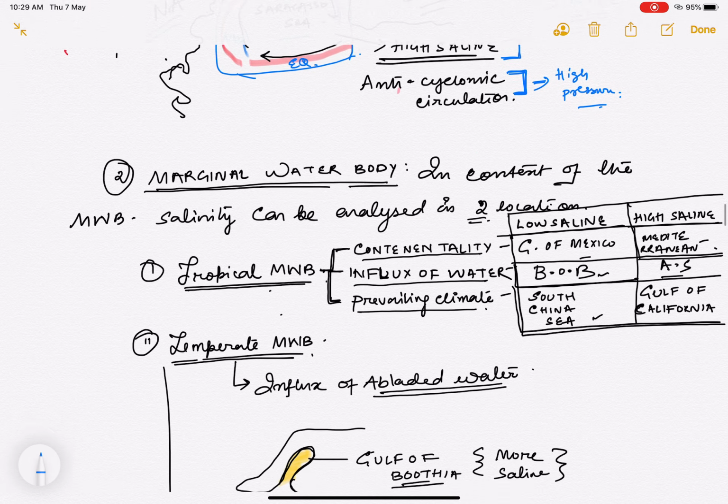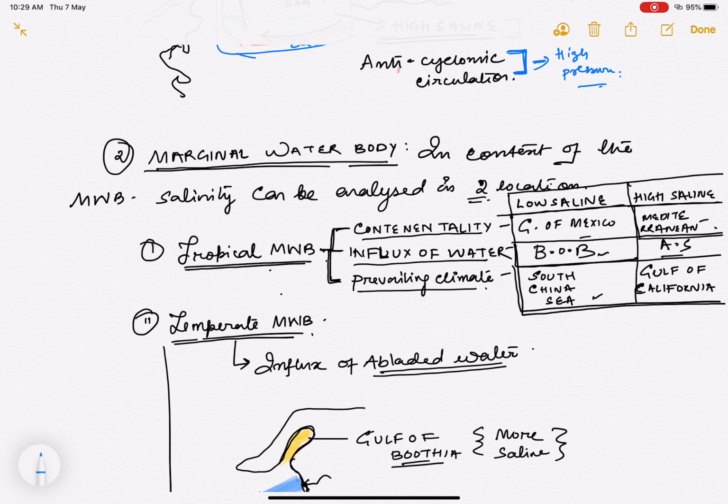Next, marginal water body. In the context of a marginal water body, salinity can be analyzed in three ways: one is with respect to continentality, second with respect to the influx of water, and third with respect to the prevailing climate. Continentality: I hope I have already told you that the Mediterranean Sea is highly saline when compared to the Gulf of Mexico, because the Mediterranean Sea is surrounded by more continents when compared to the Gulf of Mexico. Similarly, the influx of the water. Again, this has already been explained. I think within this figure itself, you can figure it out.